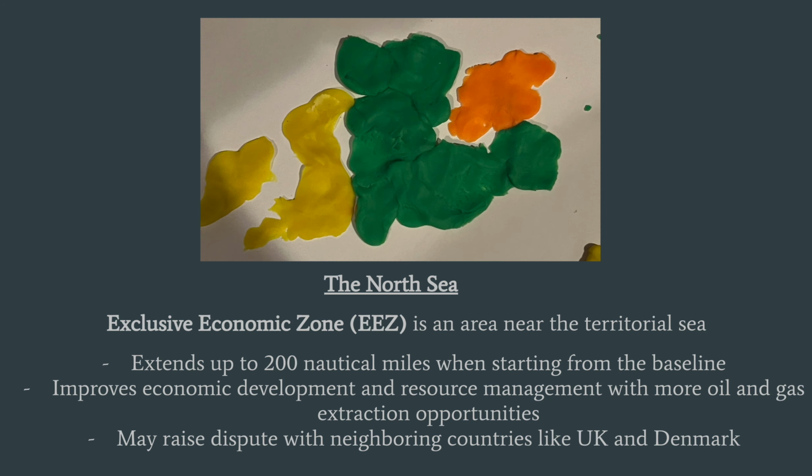Next is the exclusive economic zone, which is also known as the EEZ, and this is also near the territorial sea, but this one extends up to 200 nautical miles. An example is Norway, which is the orange part here, trying to claim EEZ in the North Sea, which is the green part over here, and they're trying to manage the natural resources, but there's a dispute between the neighboring countries like UK and Denmark for resource allocations and setting up the boundaries.